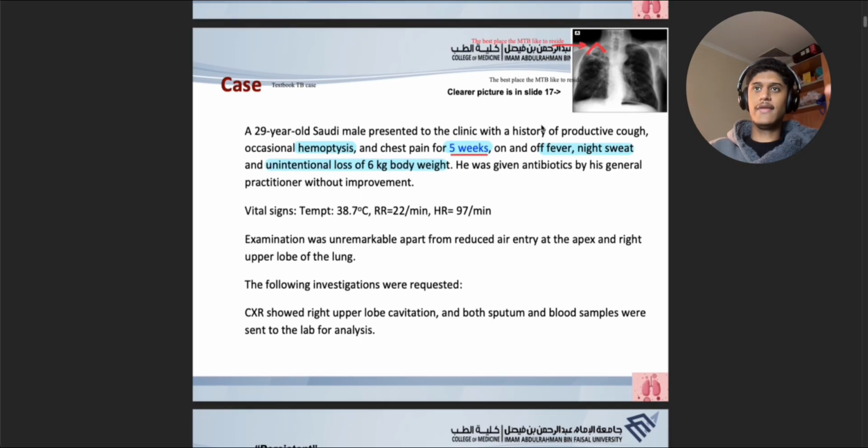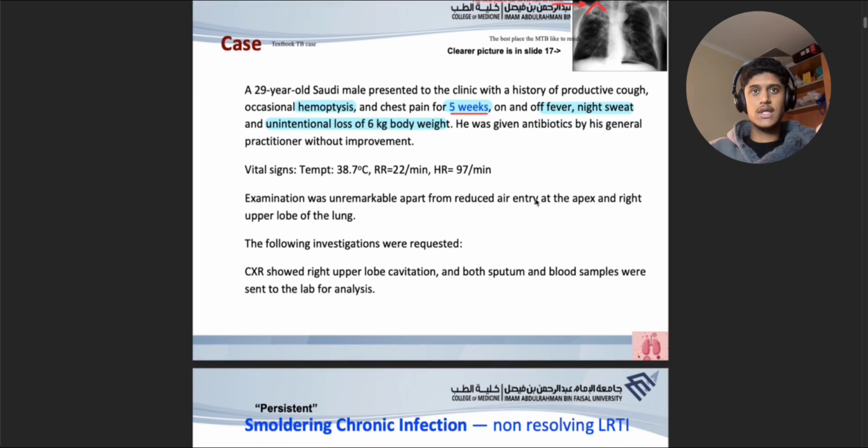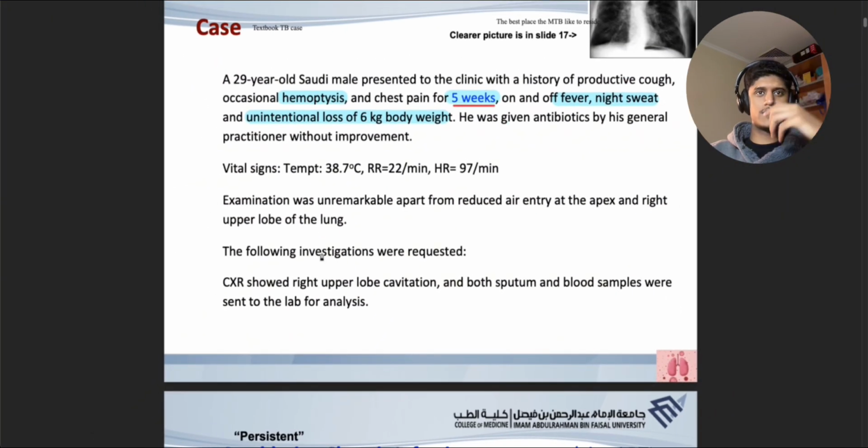It came from the textbook, and this patient has a history of productive cough, haemoptysis, and chest pain for 5 weeks, and on and off fever, night sweats, and unintentional loss of over 6 kilograms of body weight. Even after giving antibiotics, the general practitioner did not see an improvement, and the vital signs still show elevated temperature, about normal respiratory rate, and almost an elevated heart rate.